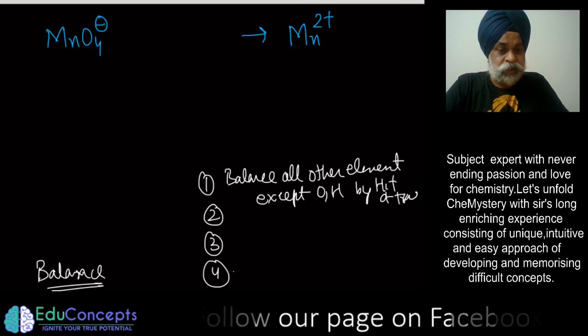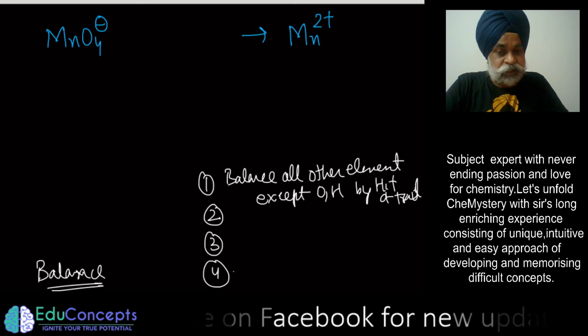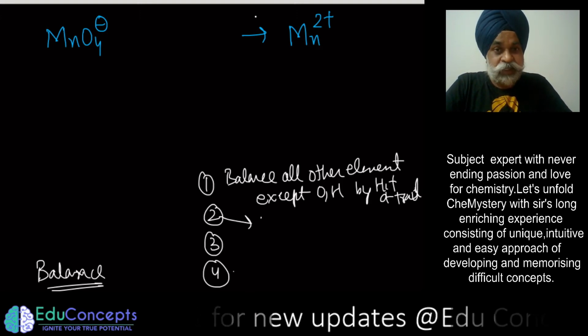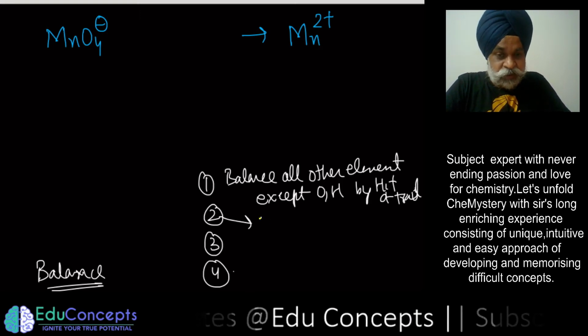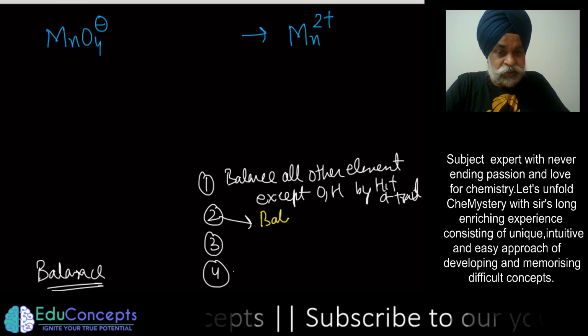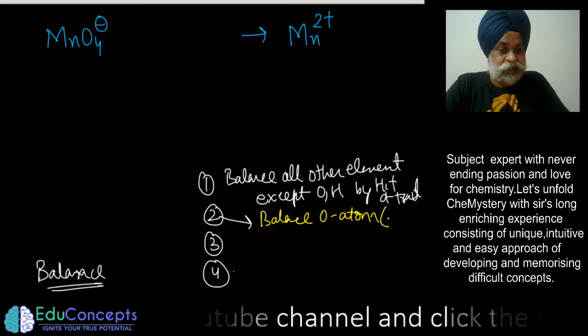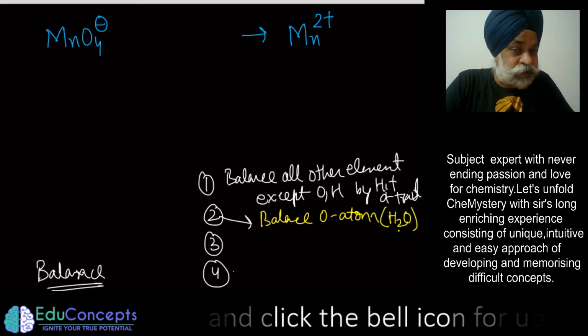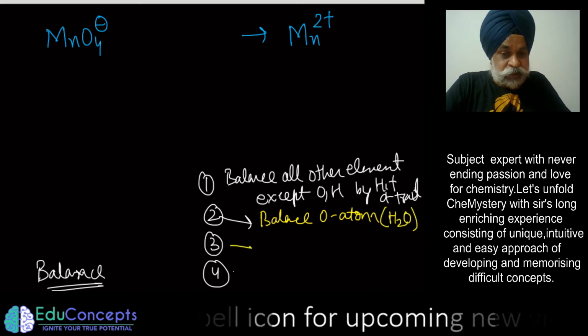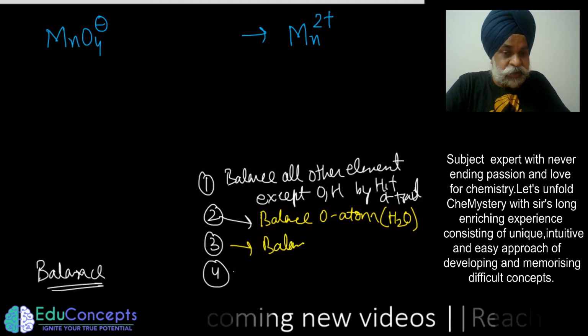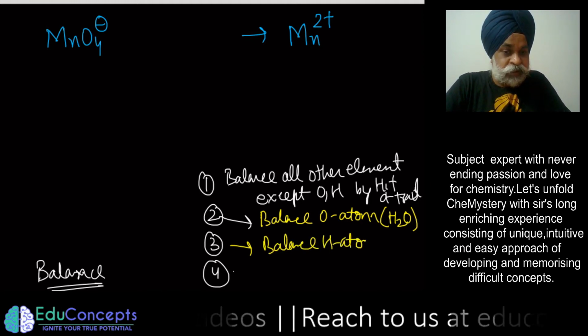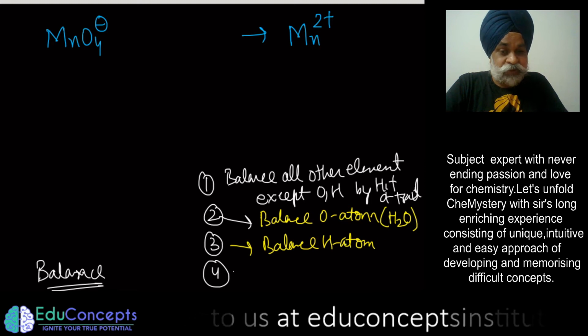Okay, second, after that, with the yellow marker you have to balance oxygen atoms. Now how do you balance oxygen atoms? By adding water to the side deficient in oxygen. Then you have to balance hydrogen atoms. Now how to balance the hydrogen atoms?